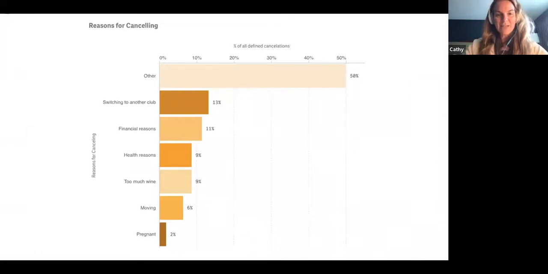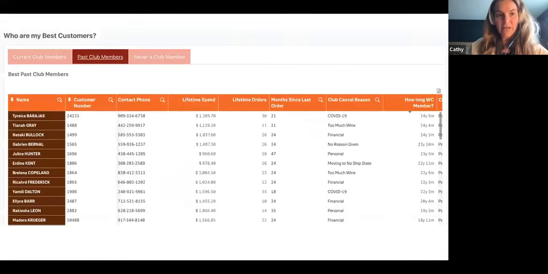But here's a typical example of when wineries do track the reasons why people are leaving. Maybe they're switching to another club, or maybe there's too much wine, or maybe there's financial reasons. But look at how popular "other" is as a reason for leaving the club. But here's a little bit of a drill down into that.